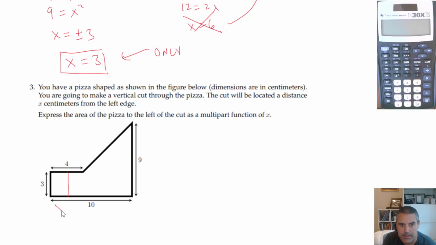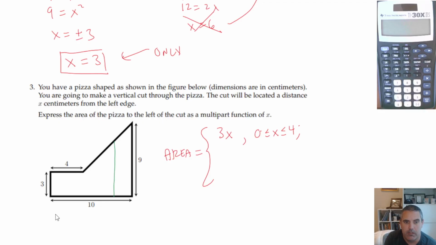So if we call this x, this is going to be 3, and the area is going to be 3x. So let's see if we can do that. The area is equal to 3x, and that's if x is less than 4. We're already on our way. So now let's erase that and talk about what happens if we're here.